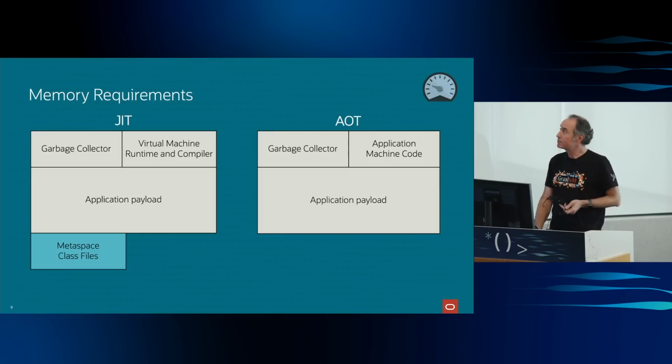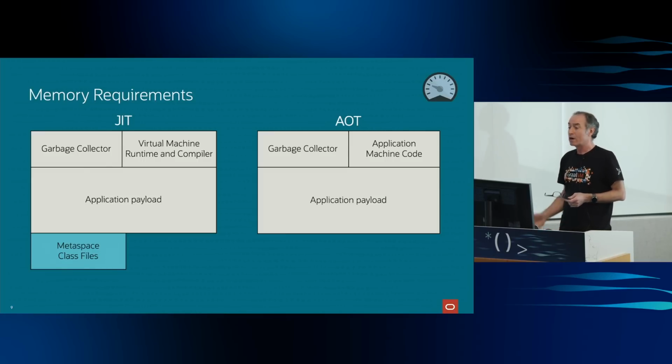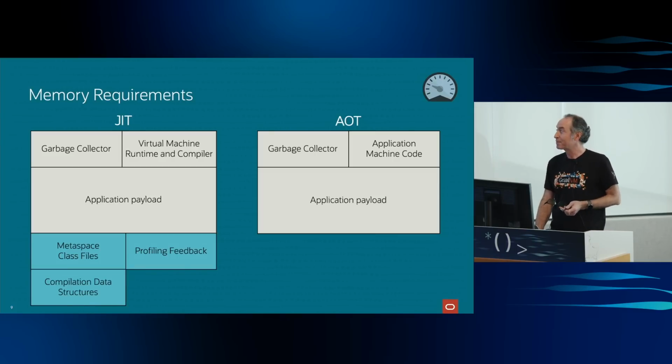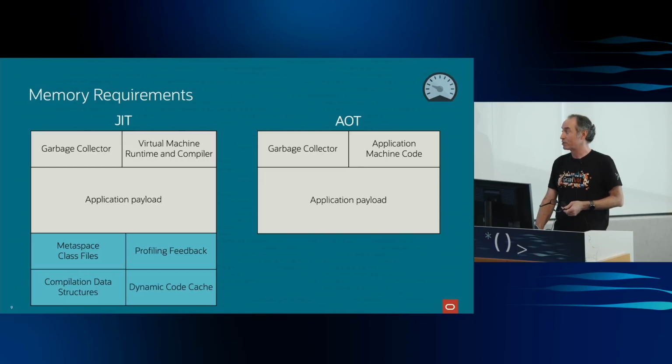But then on the JIT side, you have other stuff. You have metaspace, which is where all the class files get stored. If you have a jar, the bytecode gets read, and that has to go somewhere in memory. Then you have the profiling data. The application is running and capturing profile data, and it has to go somewhere. It also goes in memory. There are some compilation data structures that the compiler needs to keep things structured. And then, of course, machine code is generated, so the machine code goes in the code cache.